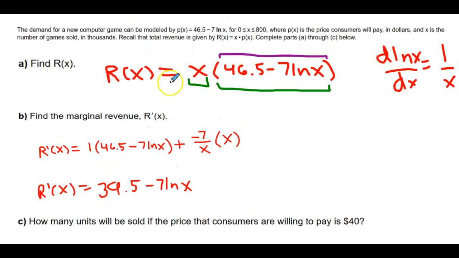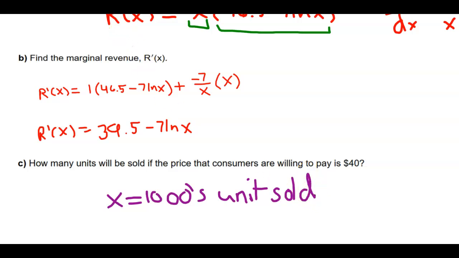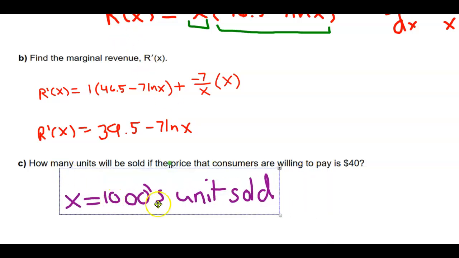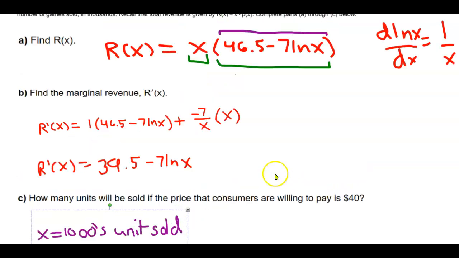Now the last question, part C, wants us to determine the number of units sold. If we were to read through the description again, or just recall, that was defined as x, the number of thousands of units sold. So we're going to be solving for x, because that's the variable that represents what we care about here, how many units. And then they also give us a price.